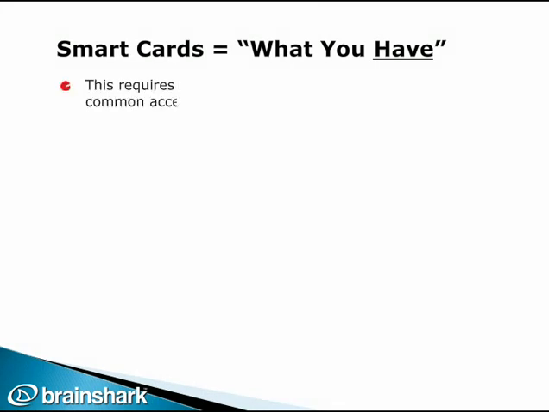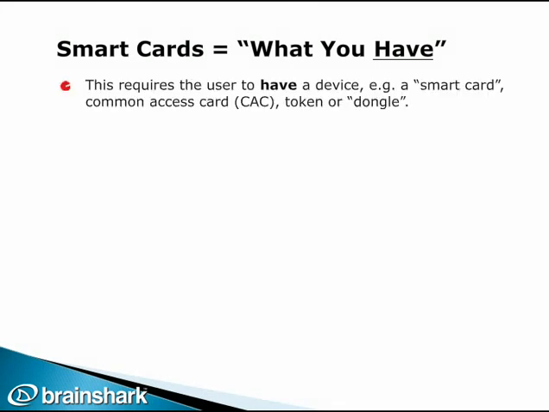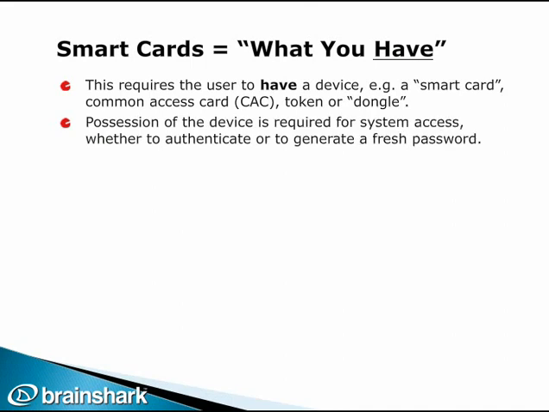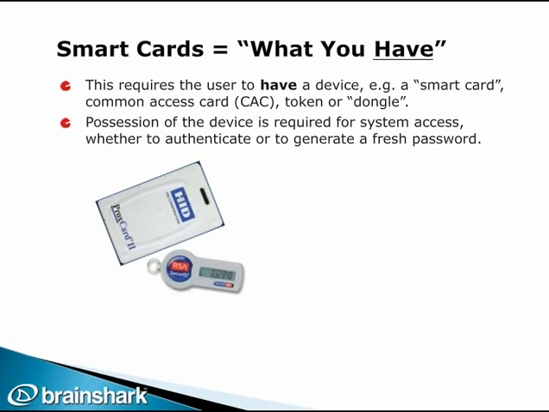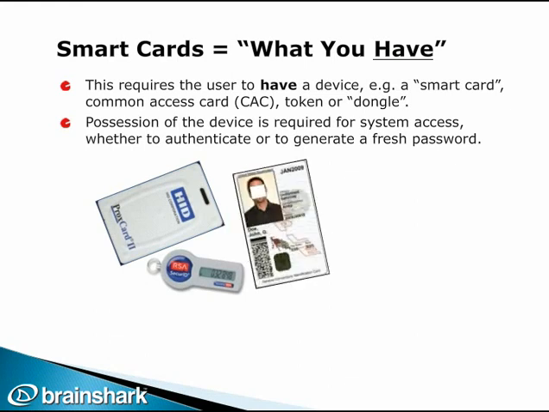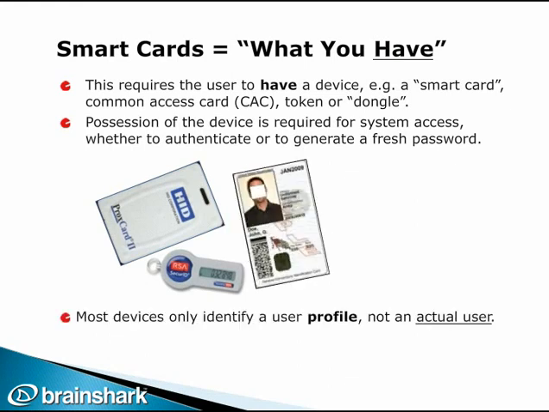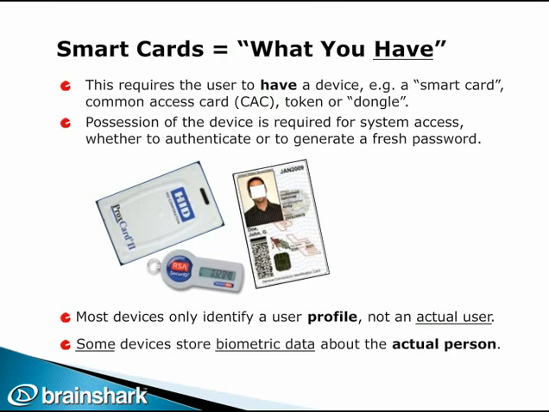The second category of security techniques is called what you have. This includes smart cards, tokens, dongles, and so on. All you need is to have possession of the device to authenticate or to generate new passwords. Most of these devices are only tied to a user profile, which theoretically is tied to an actual user. Some smart cards do store biometric data, but the user must have the device with them at all times. In other words, what you have.